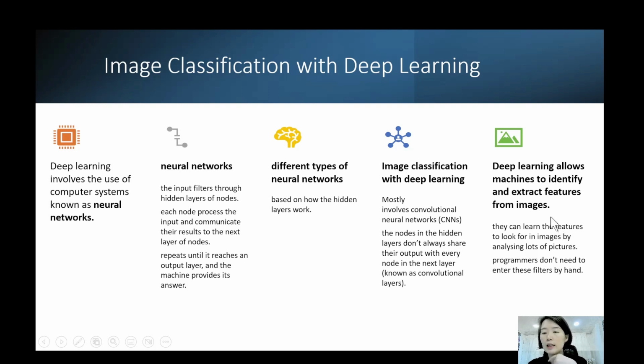Deep learning allows a machine to identify and extract features from the image. They learn from the features, for example, the shape of your eyebrow and the eyes. So they are actually extracting all these features from the images. The programmer doesn't need to enter these filters by hand. The machine is learning from the images, from the experiences.